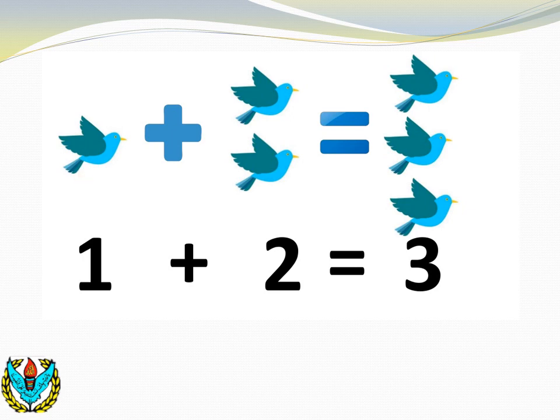Beautiful sparrows are here. One sparrow plus two sparrows is equal to three sparrows. One, two, and three. In the same way, one plus two is equal to three. In your countdown book, page number 5, question number 1 is about this topic. Now you can solve it easily.